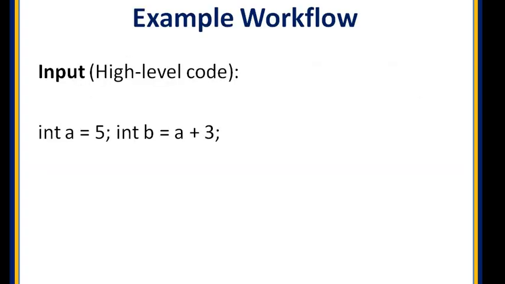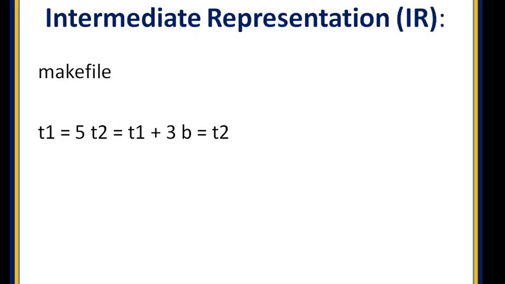And for example, the workflow, we are having one high level code, integer a is equal to 5 and integer b is equal to a plus 3. We are going to write the intermediate representation: t1 is equal to 5 temporary file, t2 is equal to t1 plus 3 and b is equal to t2.